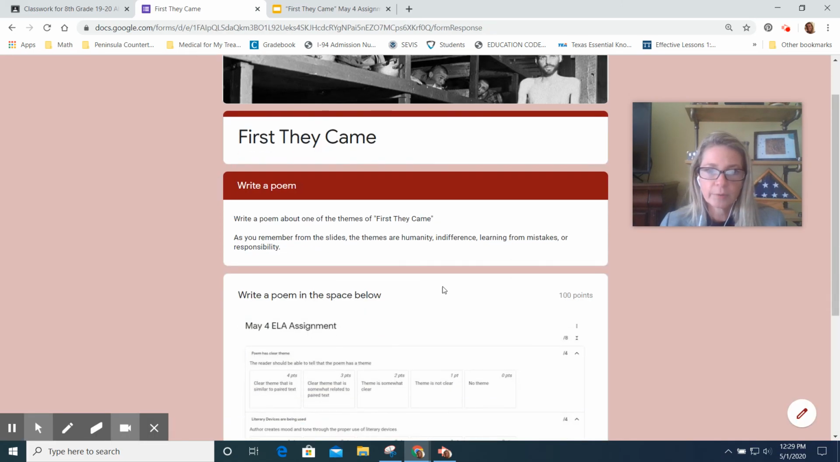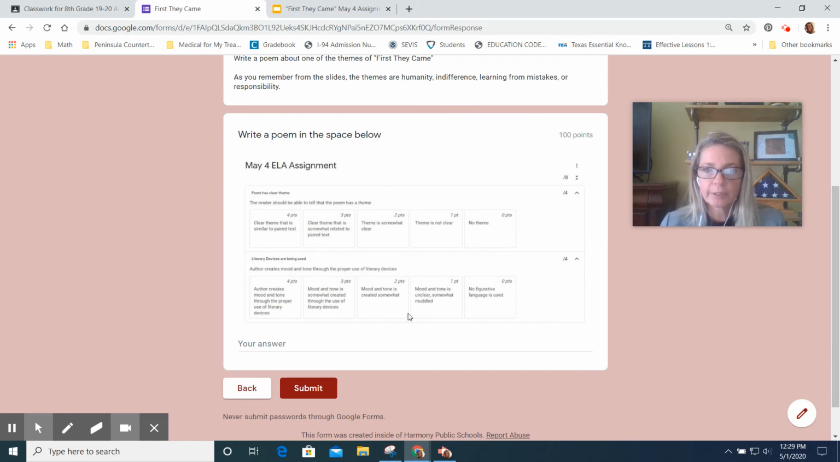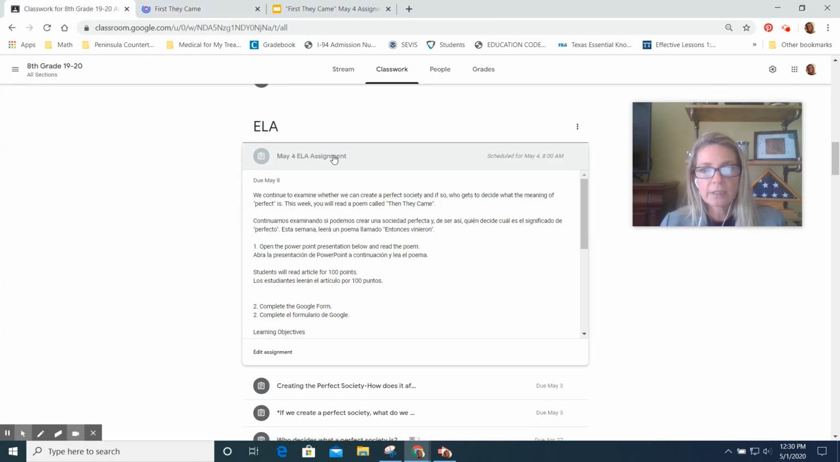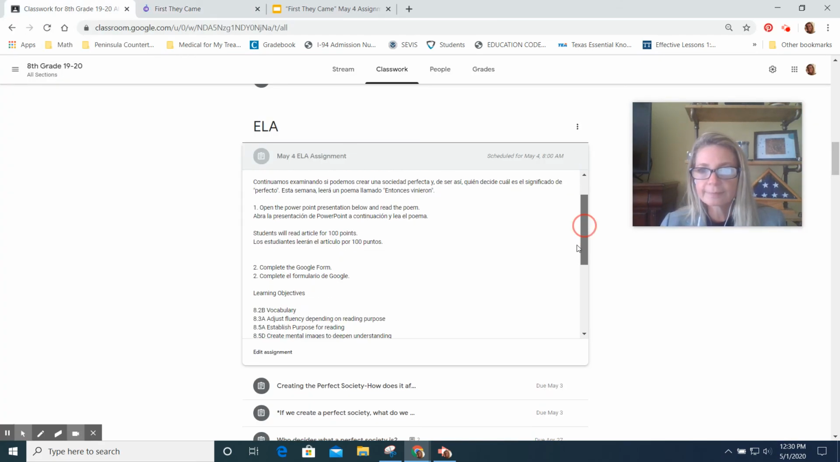And you can write a poem. There's a rubric, so you know what I'm looking for. I'm looking for a clear theme that's related to the poem that you read already. And then you just hit submit once you put your poem in this area right here. Make sure you turn it in on your Google Classroom.